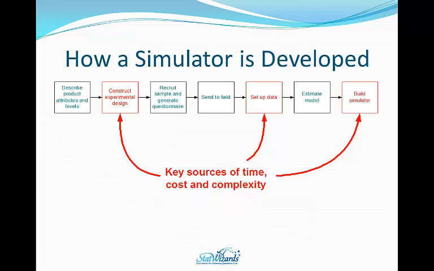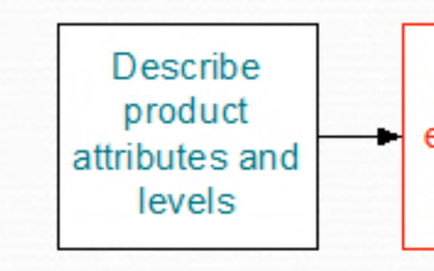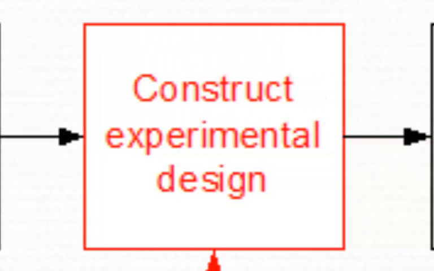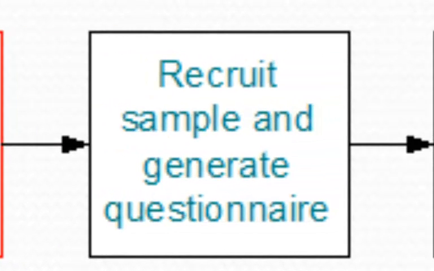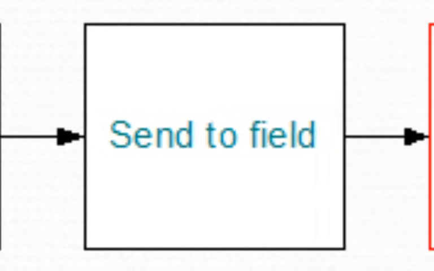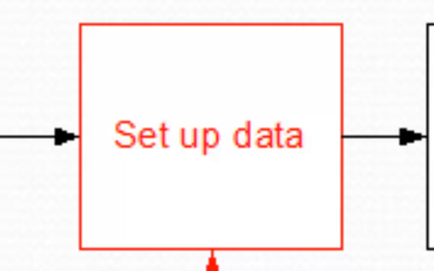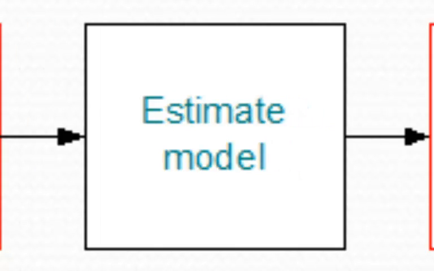Building a simulator is the last step in a long process, which starts with describing a product or service in terms of its attributes. Using those attributes, we construct a series of hypothetical store visits based on an experimental design. Next, we combine the store visits with other questions to form a survey questionnaire, which we send to the field. When the data return from the field, we arrange it in a form that a chosen discrete choice estimation package can use. Next, we estimate a discrete choice model and turn the results into a market simulator.